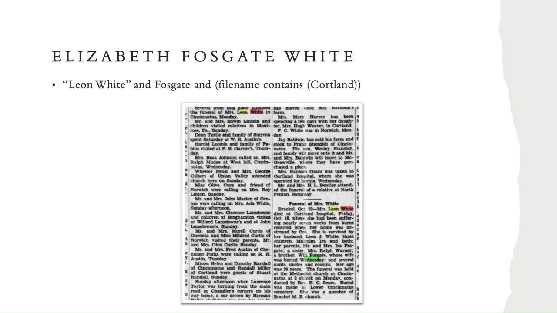So since I got that Leon White name, I decided to try a search for his name, in quotes, Leon White, and then add Fosgate, thinking that I should be able to come up with probably their wedding announcement. And I did add that file name contains Cortland just because it does help zero in on more relevant results. So what I did end up coming across, unfortunately, was the death announcement for Elizabeth here.